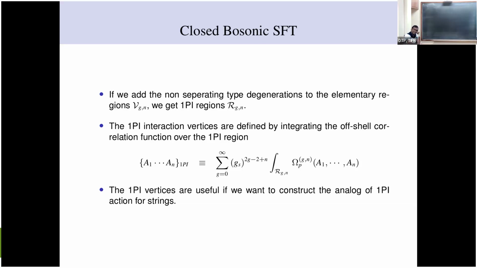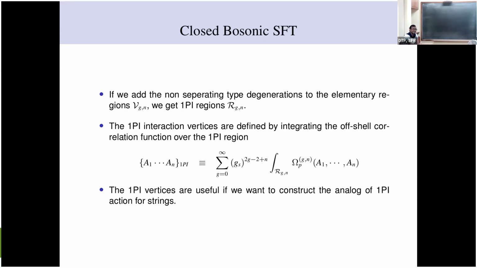The non-separating type regions were the elementary regions? No, they are not elementary regions. They have degeneration. So if you add this elementary region to this non-separating type, you get this RGN. If you want an analog of 1PI, then we will need to integrate over this RGN. So adding this degeneracy will not give me a divergence? Now in this framework, it will not give that.